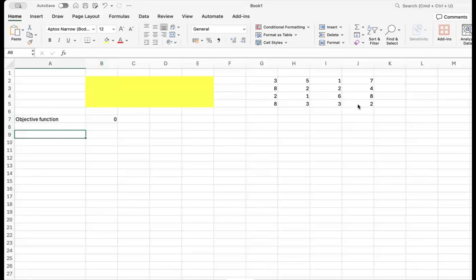okay. How many constraints do we have? 8, right? 8 constraints in total.